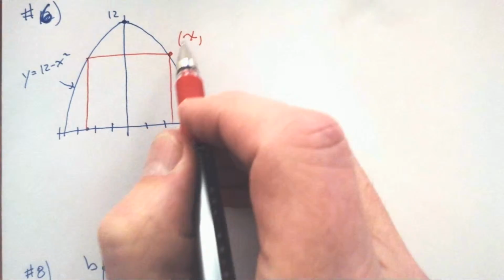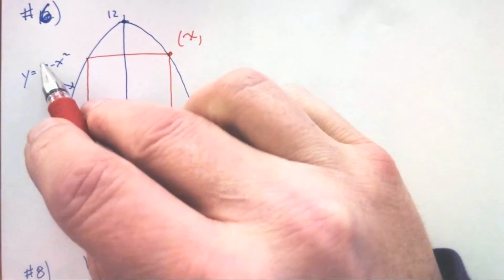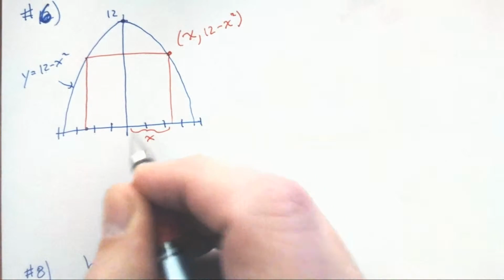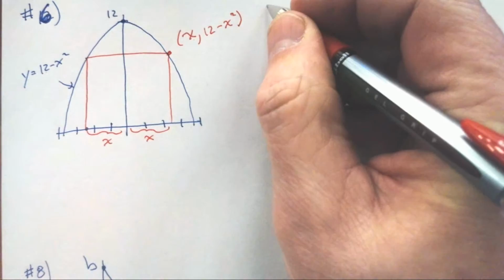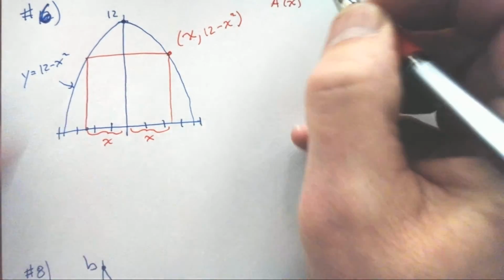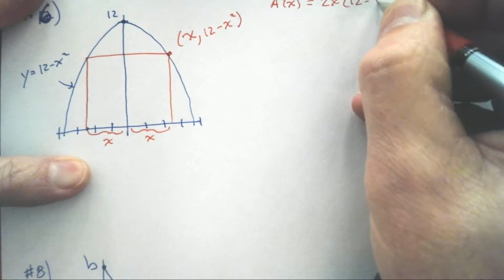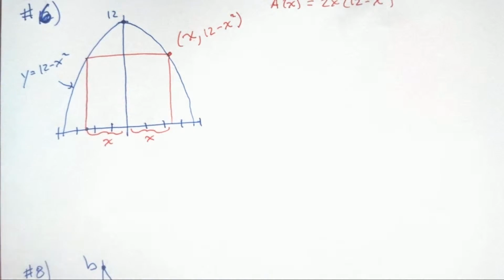Okay, so at this vertex here, this would be the point x, and whatever I put in for x, I get 12 minus that, so this would be 12 minus x squared. This distance would be x, this distance would be x, and therefore our area in terms of just x would be 2x times 12 minus x squared. And so let's take a look at this guy.